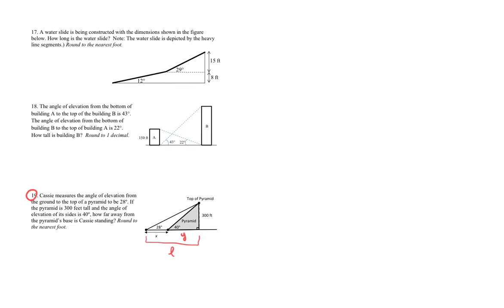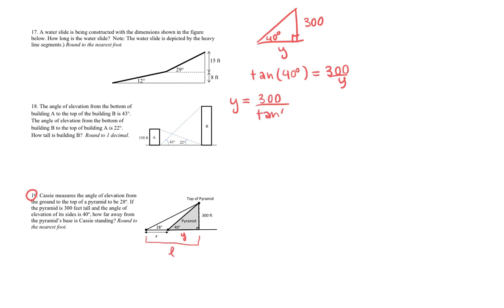So then if we draw our triangle, we have 40 degrees and 300 and our unknown distance y. So we can set up a tangent equation, and we can say that tangent of 40 degrees equals my opposite over my adjacent side, so 300 over y. And then we can solve for y to find that it is 300 over tangent of 40 degrees, or approximately equal to 357.526.